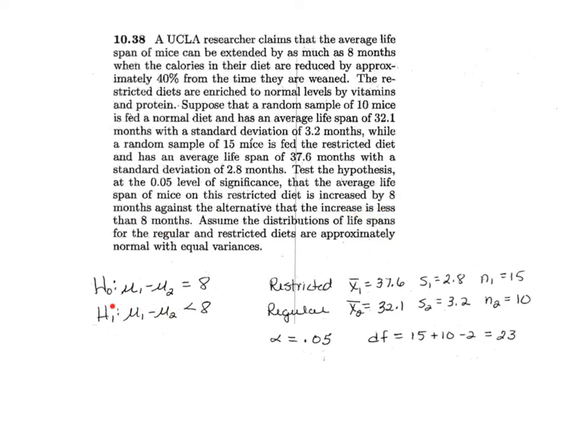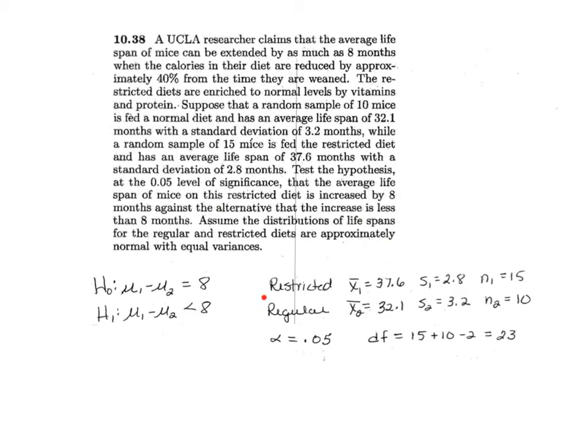So when we set up our null hypothesis, we have mu1 minus mu2, where we're going to set mu1 to be the restricted diet because we think they're going to live longer. So the difference there would be the 8 months. And then we're saying that we believe that difference is less than 8 months. So I'm going to go back and find all the information I need from the problem.